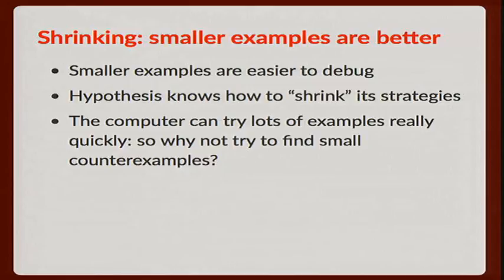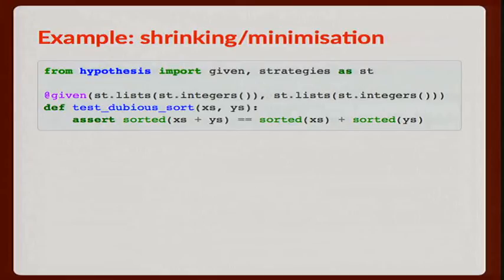Because again, it can try lots of examples really, really quickly. Why don't we let it do that and find those small examples for us, rather than it just spitting out a horrible example and us having to go, okay, what's the actual salient feature of this example that causes it to fail? So here's an example.